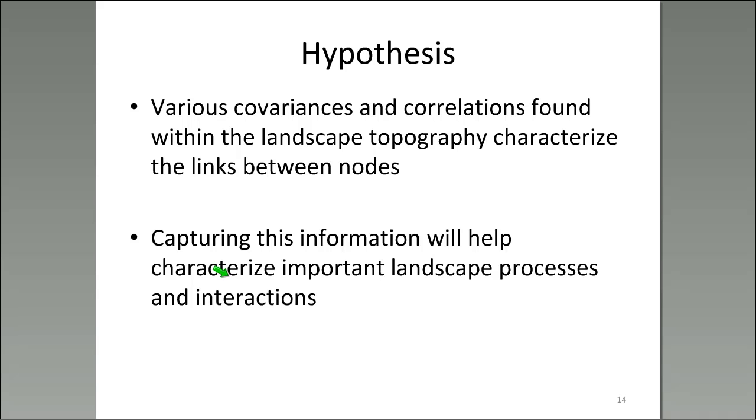So the hypothesis: various covariances and correlations found within landscape topography characterize the links between nodes. Capturing this information will help characterize important landscape processes and interactions.